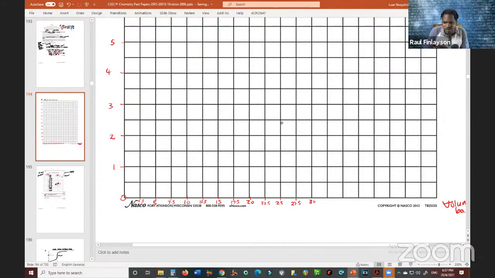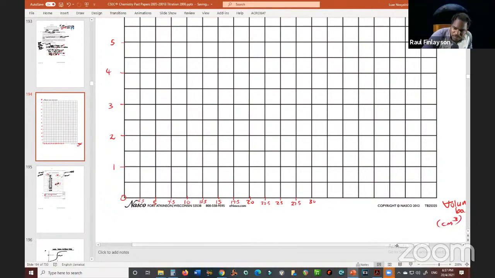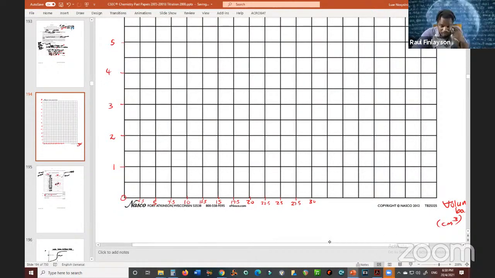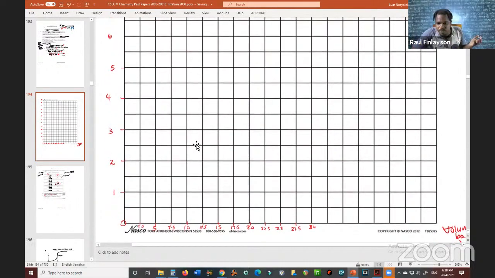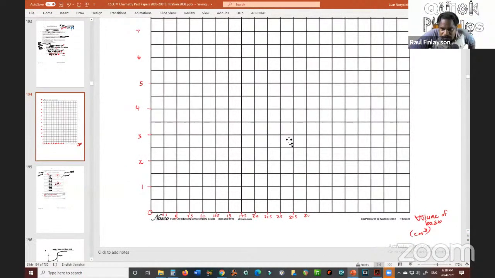Again, we could try and stretch it out some more, but you know what, this is what we're doing now. So all right, this is the volume of base added. This is in centimeters cube, guys. So far, would we get a mark? It's possible that we get a mark out of the 3. But everybody understand what we're doing so far? Yes, sir. All right. Good.